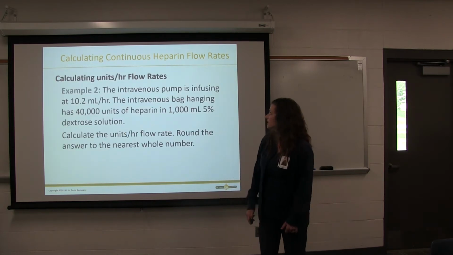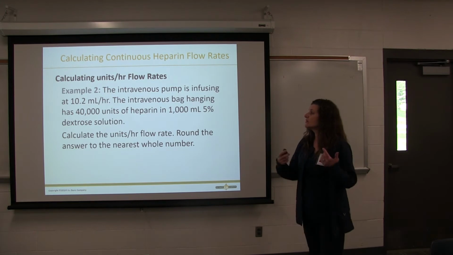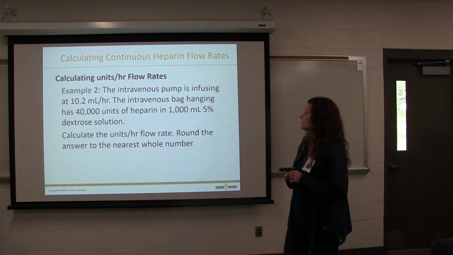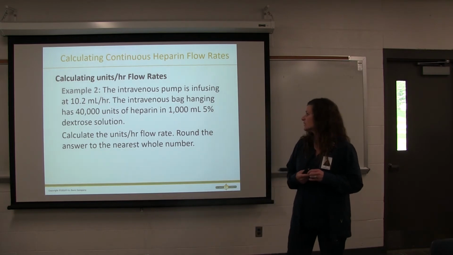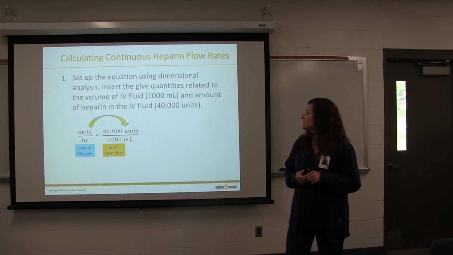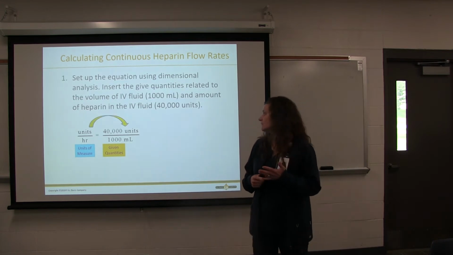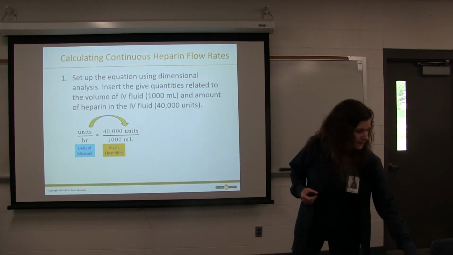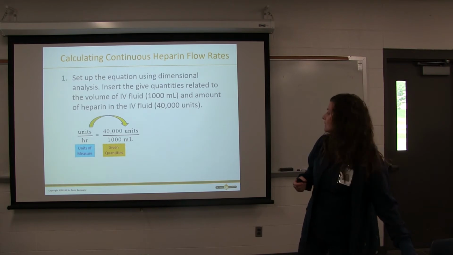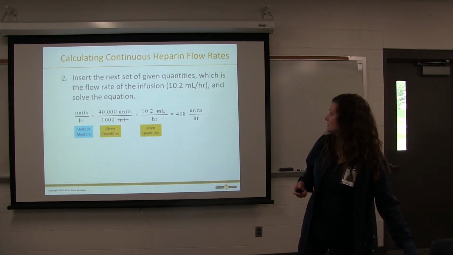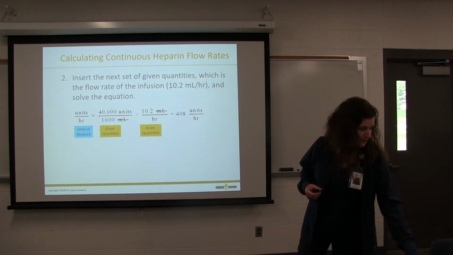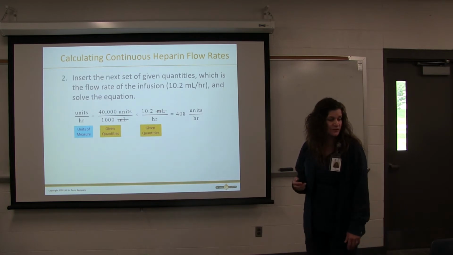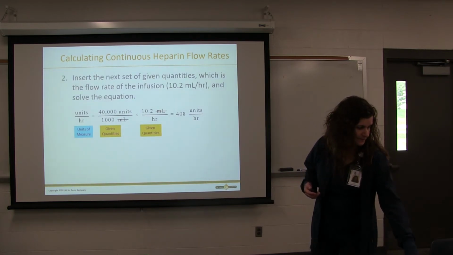Let's look at another one here. IV pump is going at 10.2 milliliters an hour. The bag hanging has 40,000 units. Calculate the units per hour flow rate. So again, units per hour, we're looking at 40,000 units over 1,000 milliliters, and we are given a flow rate of 13.2 milliliters per hour, and so that turns into 408 units per hour.